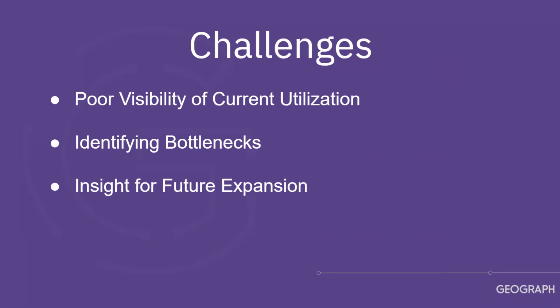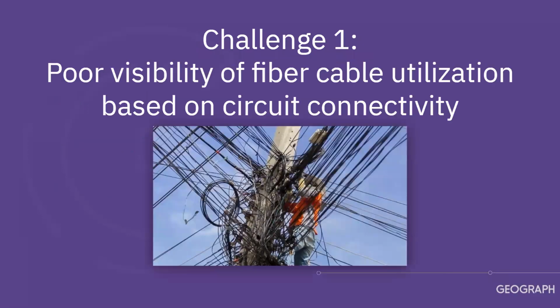So what we've done is broken down this list of challenges in this particular circumstance to the top 3. We're going to go ahead and address those now and look at each one of them a little more closely. Challenge number 1 is poor visibility of fiber cable utilization based on circuit level connectivity. In other words, in a given cable segment, how many fibers are in use, and conversely, how many fibers are available, right? At its most simple term.